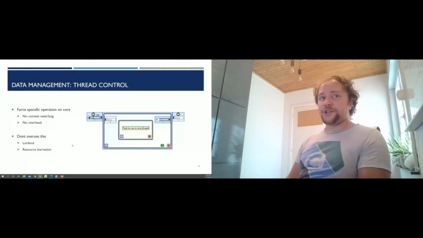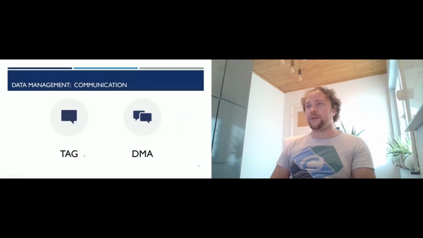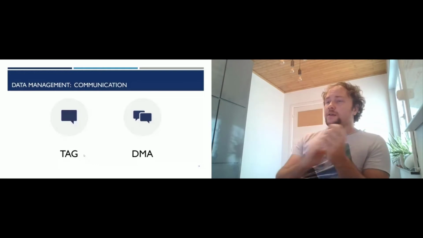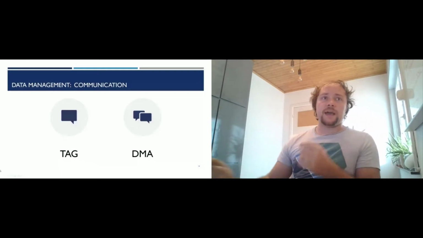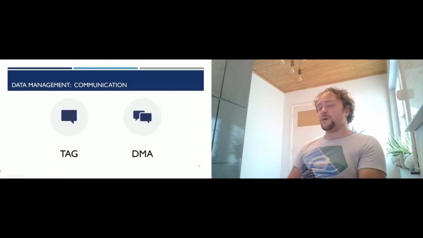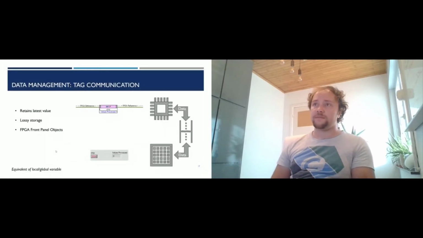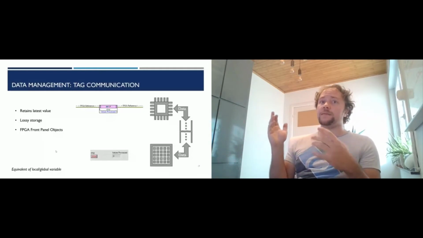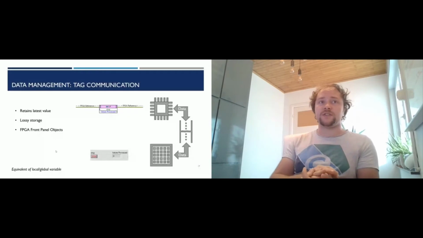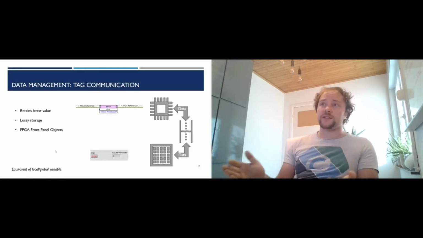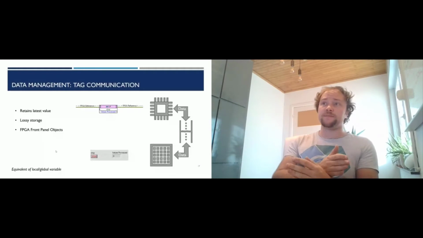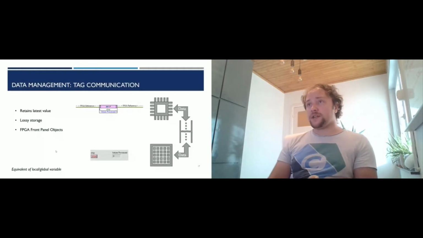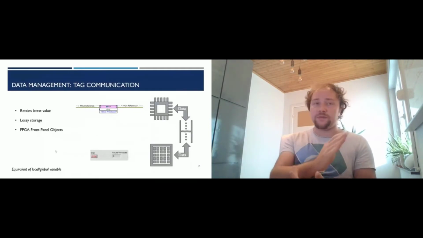Next up, communication. With FPGAs, we have multiple communication methods, but I'm mainly going to focus on tag and DMA. So tag is, well, I like to think of it as the equivalent of a local or a global variable. You put data in it, and whenever you want, you can read it. That's pretty much it. It retains the latest value. Of course, it's lossy, so if you overwrite it and forgot to read the previous one, you lost the data. And it's mainly focused on the FPGA front panel objects. You'll get used to this if you're working with FPGAs.